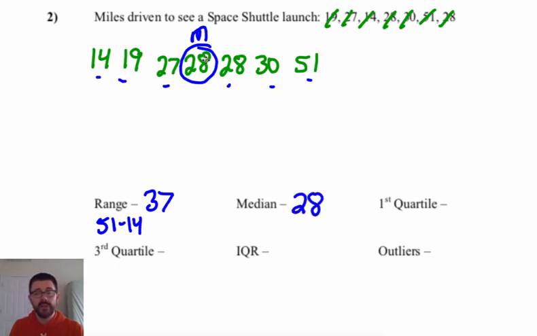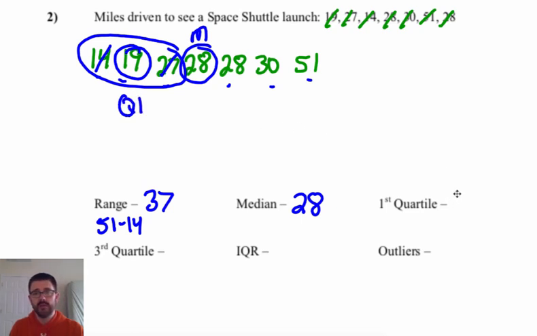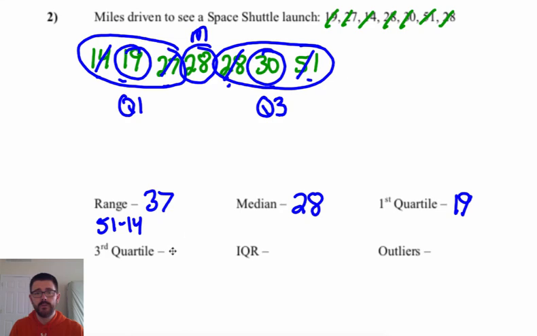Okay. This time my median fell right on one of my numbers. So I'm not going to count the 28 as either the upper or lower half. So now I'm going to find the middle of the lower half. Well, there's only 3 numbers, so if I cross out 1 from either end, 19 is my first quartile, middle of the lower half. Then I find the middle of the upper half. Again, only 3 numbers, so that's easy. Cross out 1 from either end. The number in the middle is my third quartile.